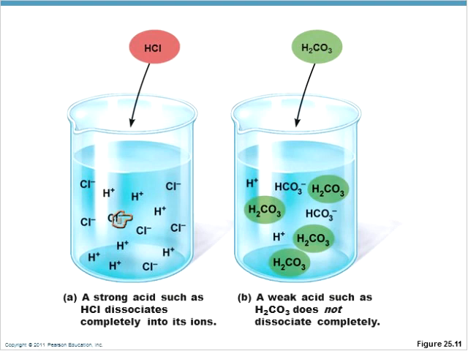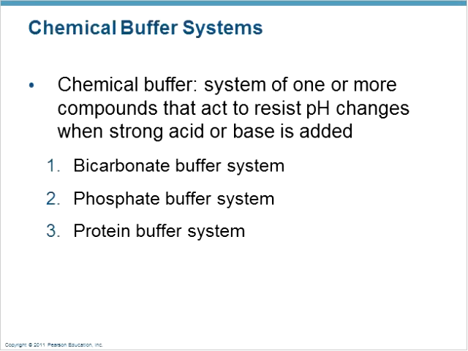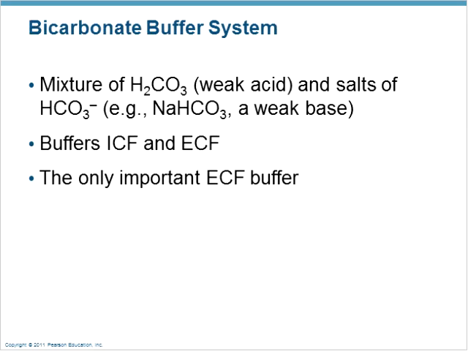A strong acid, such as hydrochloric acid, dissociates completely into hydrogen and chloride in the water, whereas a weak acid, such as H2CO3, does not completely dissociate, so you see fewer free hydrogen ions floating around. The chemical buffer systems: a chemical buffer is a system of one or more compounds that acts to resist pH changes when a strong acid or a strong base is added to the system. You can have a bicarbonate buffer system, a phosphate buffer system, or a protein buffer system.